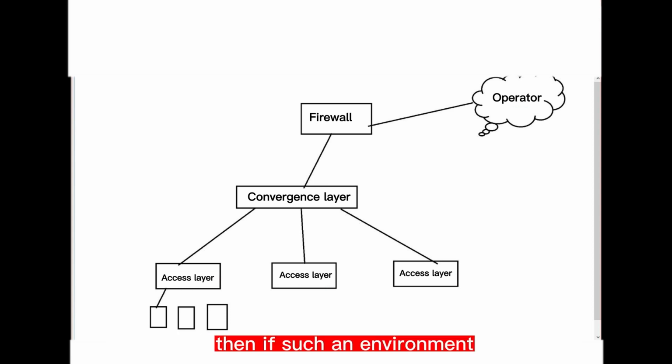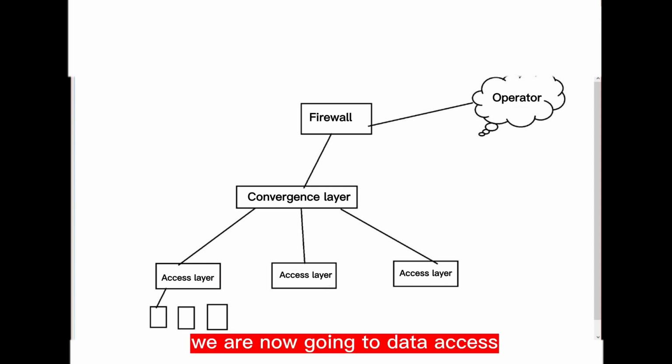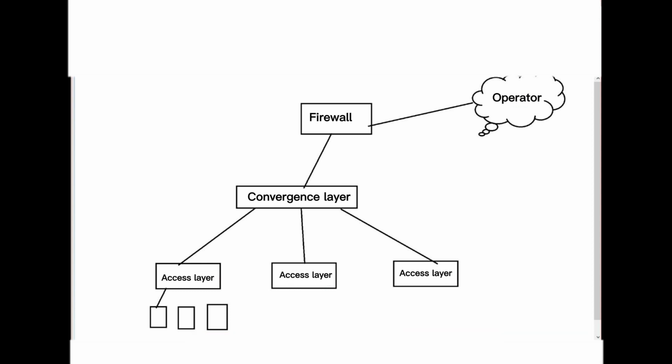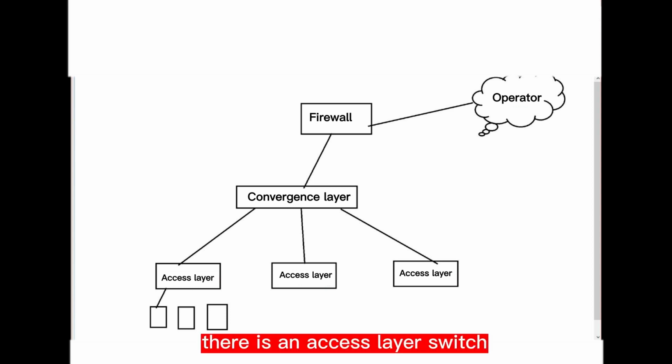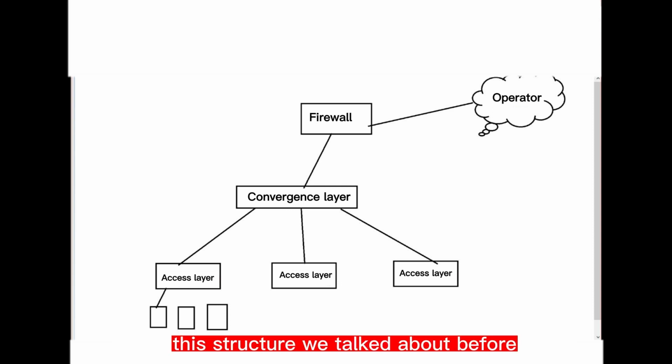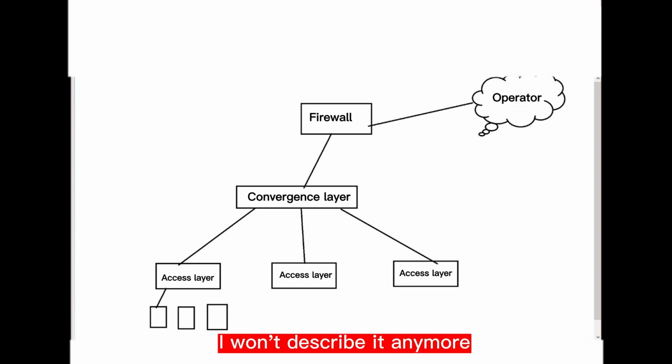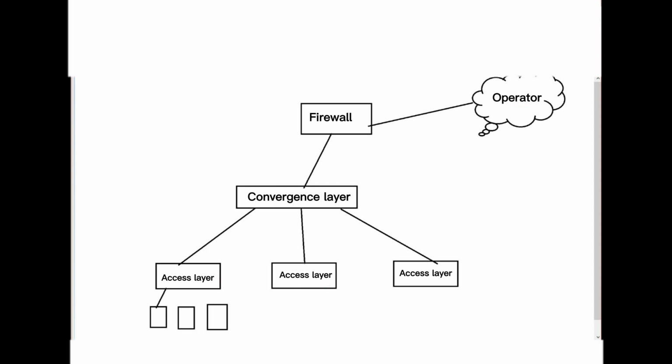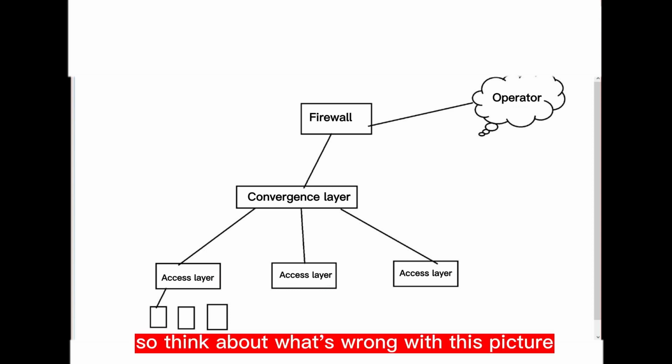Then, if there is such an environment, this is the operator. We are now going to data access. We are now on each floor. There is an access layer switch, which will be connected to the aggregation layer switch. This structure we talked about before. I won't describe it anymore. So think about what's wrong with this picture.